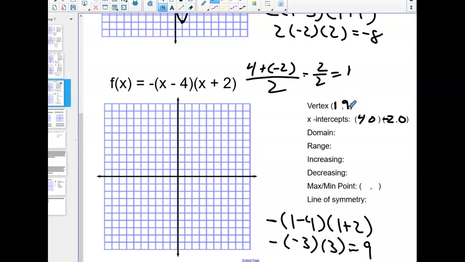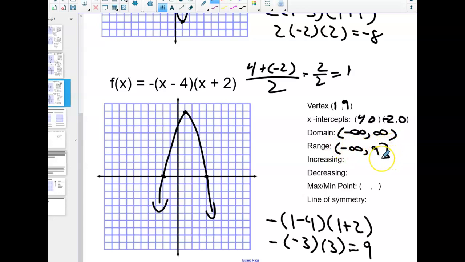And now I'm going to graph those points. 1, 2, 3, 4. Negative 2, 0. And we get 1, 9. Graph down. My domain, negative infinity to infinity. Since the graph is going down, the range, negative infinity to 9.